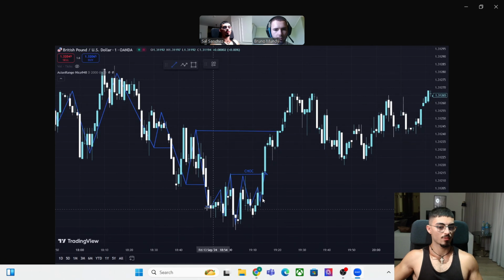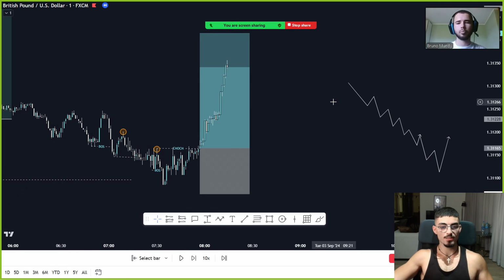That's a bit funky. That one's a bit of a mess. But yeah, those two are good examples of break structures. That's a change of character. That starts the uptrend, and then boom, perfect. So yeah, guys, that is a great example of change of characters and break structures.